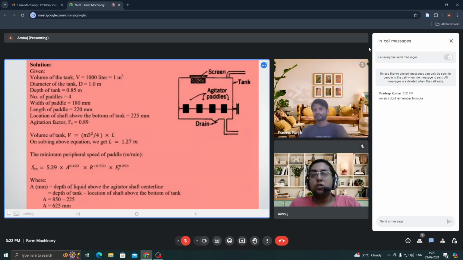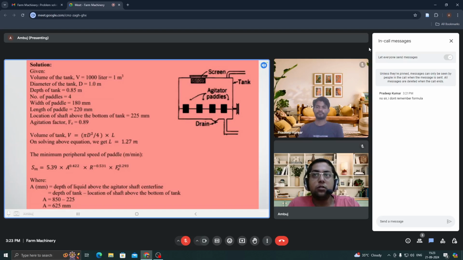Volume of tank has been given as 1000 liter, which is equal to 1 meter cube. Diameter of the tank has been given as 1 meter. Depth of the tank is 0.85 meters. Number of pedals is 4; I have drawn 4 pedals on the right hand side. Width of the pedal is 180 millimeters. Length of the pedal is 220 millimeters. Then the location of the shaft above the bottom of the tank has been provided as 225 millimeters. Agitation factor is 0.89.